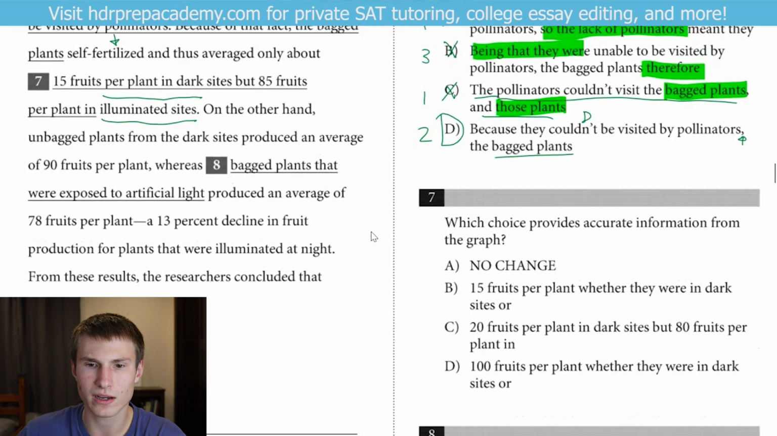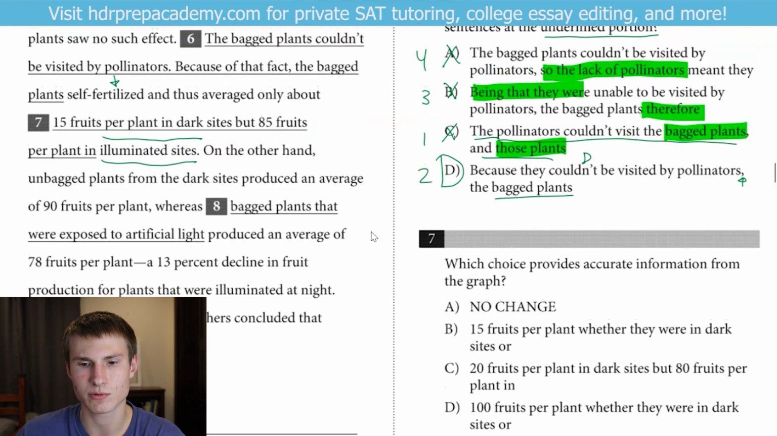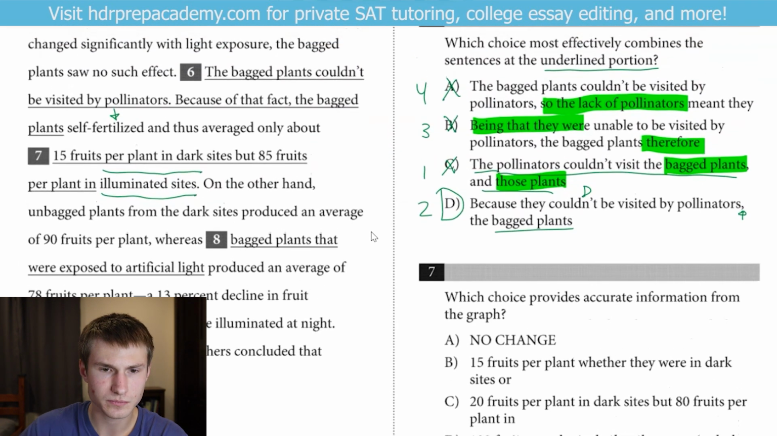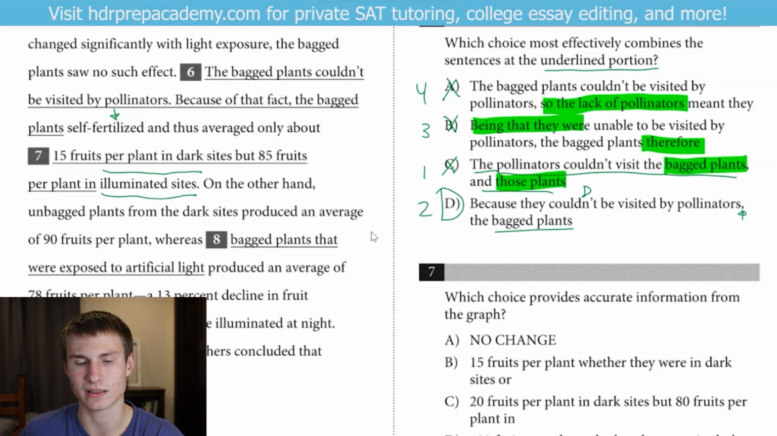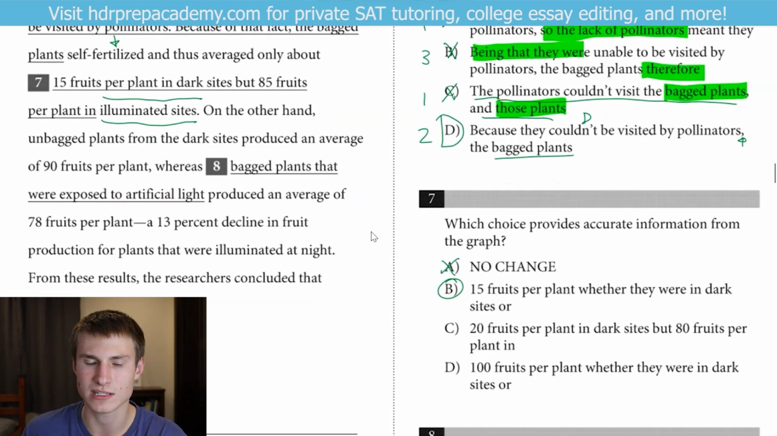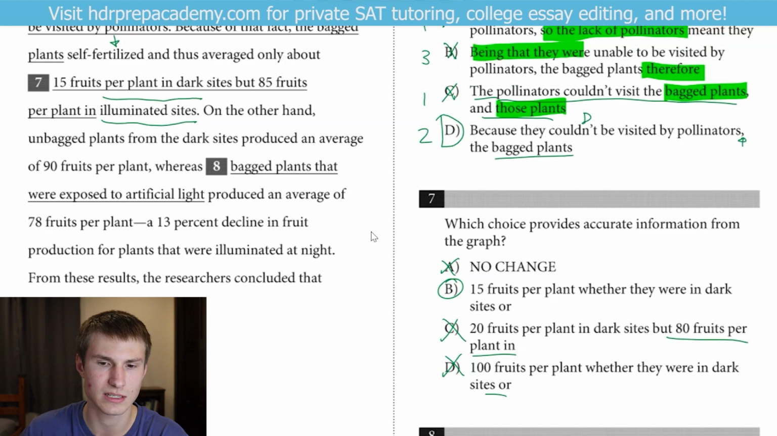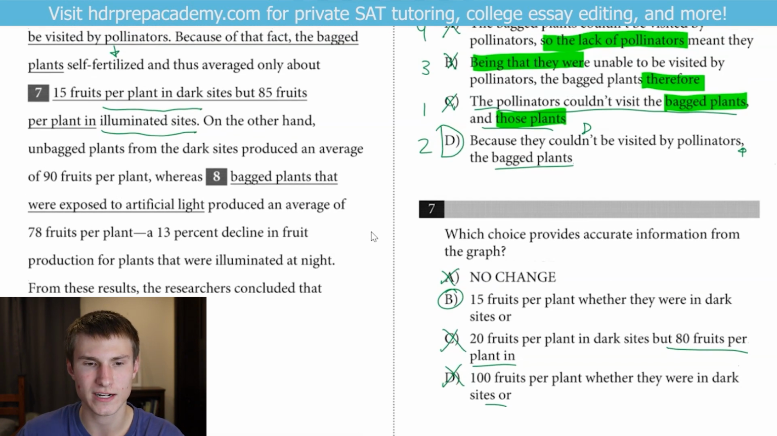Okay, so since they're both at right around 15, we need an answer choice that shows that. So we have option A, which would be 15 fruits per plant in dark sites, but 85 fruits per plant in illuminated sites? No. B, 15 fruits per plant, whether they were in dark sites or illuminated sites? Yes. And I'll show you why C and D are wrong. Obviously, we have 80 in illuminated, and then we have 100 fruit, whether they were in dark sites or light. So both of those contain statistically incorrect information.